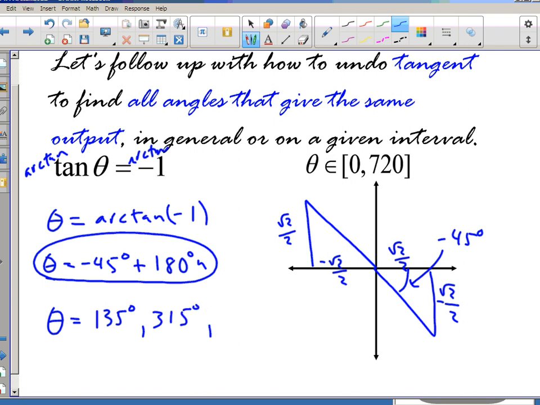If I add 180 again, I get 315. Adding 180 again, and once more, 675, I believe. And so there's our answer.